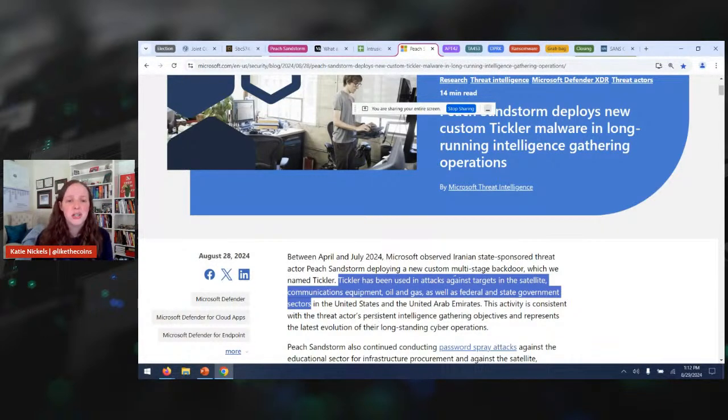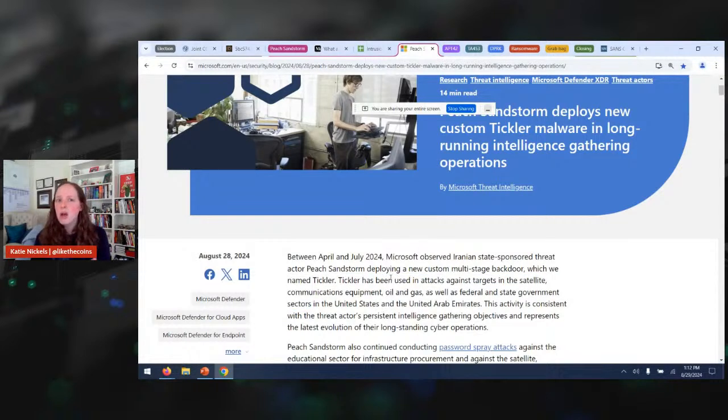Cool. So if I'm in government, or I support election-related work, I probably care a lot about that other report on election interference, right? Let's say I support, right, an oil and gas organization. I might care much more about this report on Peach Sandstorm. So a lot of Iranian stuff over the last couple weeks and months.